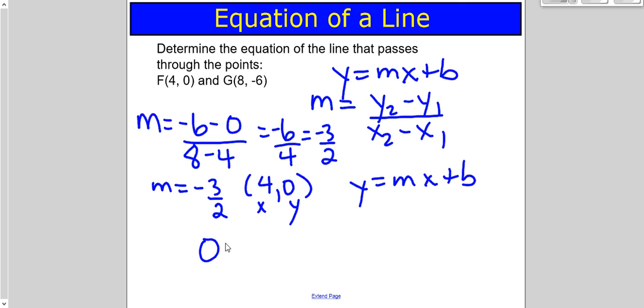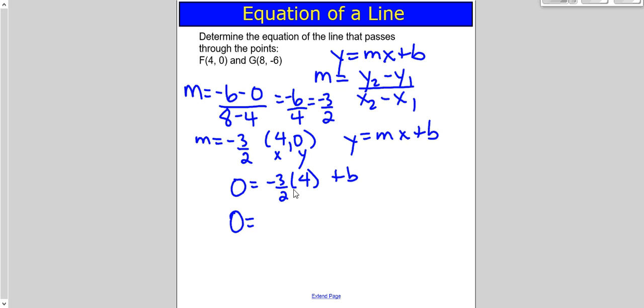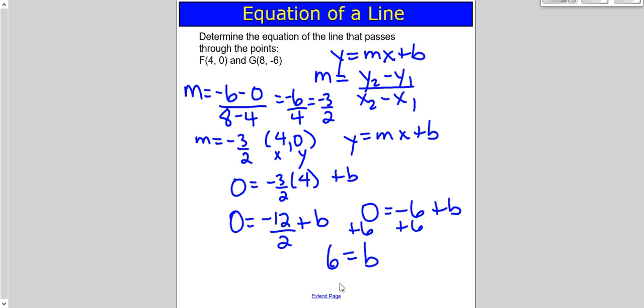And I'm going to get 0 is equal to negative 3 over 2 times 4 plus b. 0 is equal to negative 3 times 4, which is negative 12, divided by 2, plus b. 0 equals negative 6 plus b. Let's add 6 to both sides. 0 plus 6 is 6 equals b. Look at that. That worked out really nice, actually.